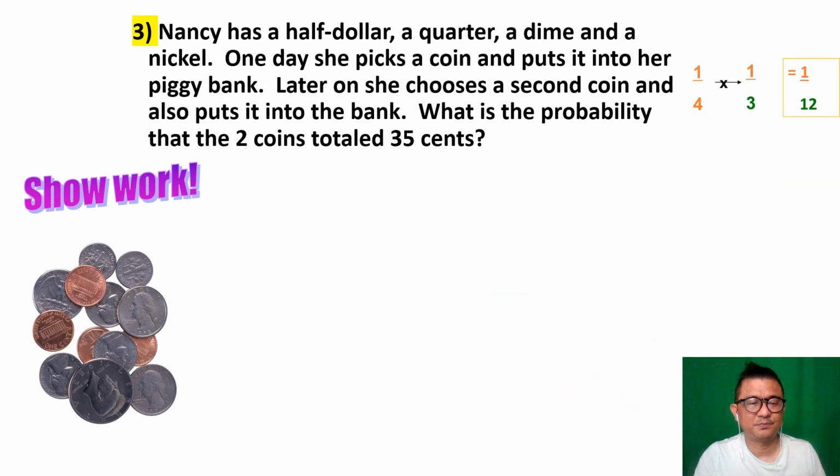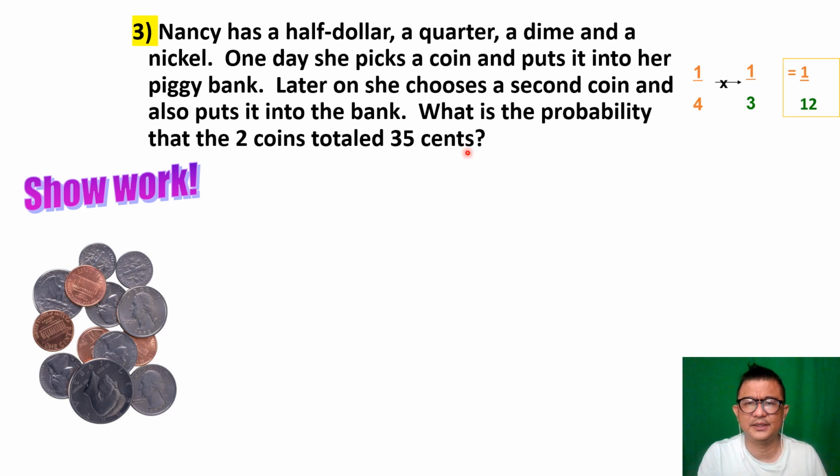Okay, let's read this problem. Nancy has a half dollar, a quarter, a dime, and a nickel. One day she picks a coin and puts it into her piggy bank. Later on, she chooses a second coin and also puts it into the piggy bank. What is the probability that the two coins totaled 35 cents?